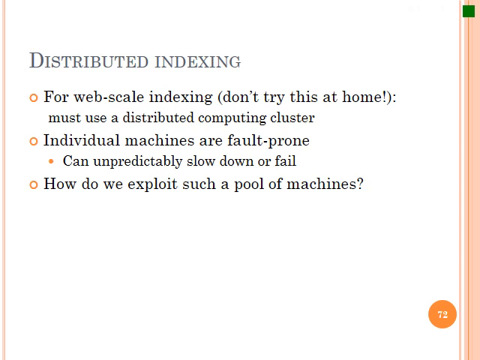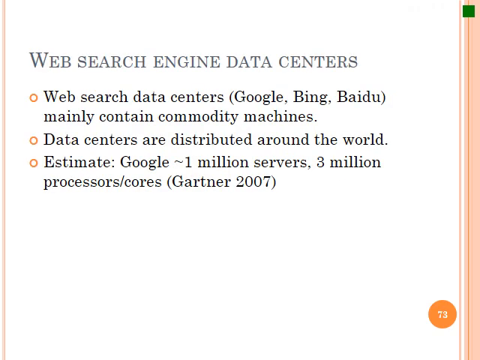All right. So for real world web scale indexing, not only do you have to keep the index on disk, you may also distribute it over different locations, right? So in that kind of situation, you need a distributed computing cluster, okay? Individual machines are fault prone, but collectively you want to achieve some level of fault tolerance. So how do you exploit such a pool of machines?